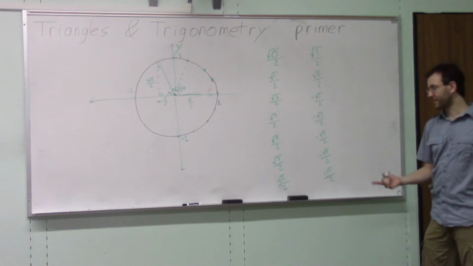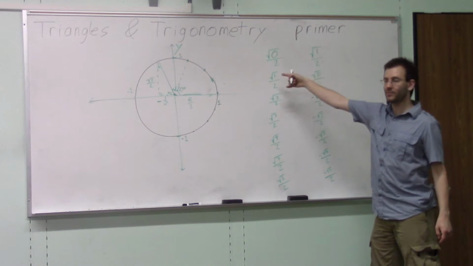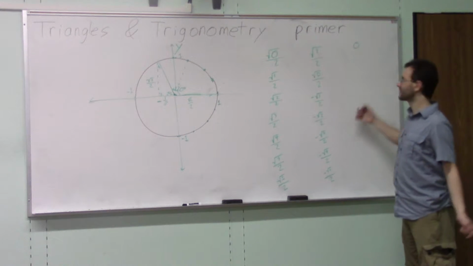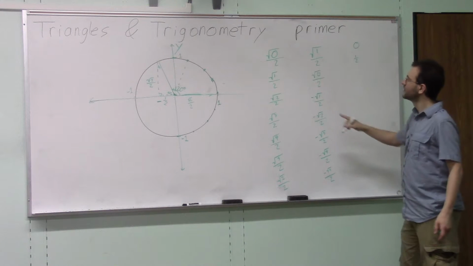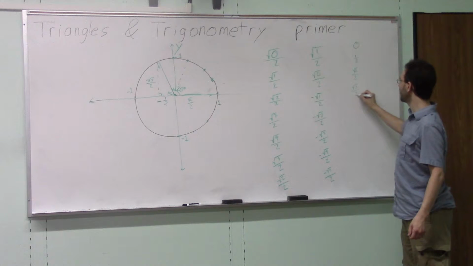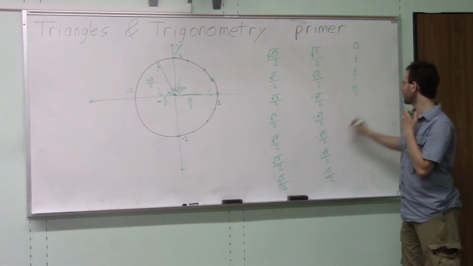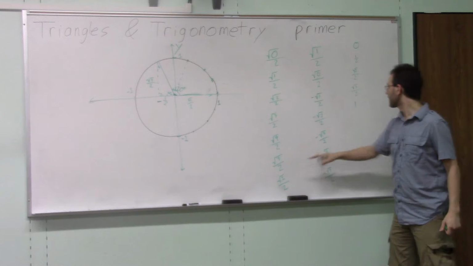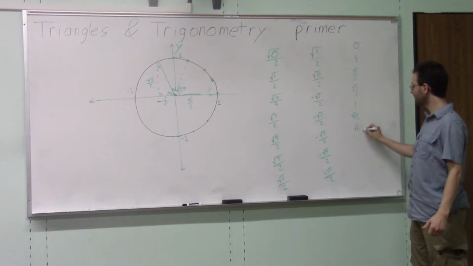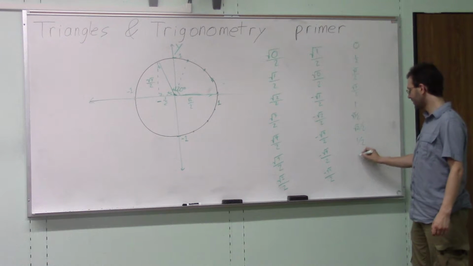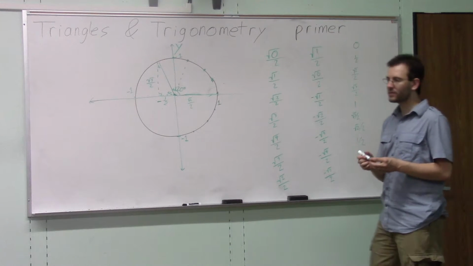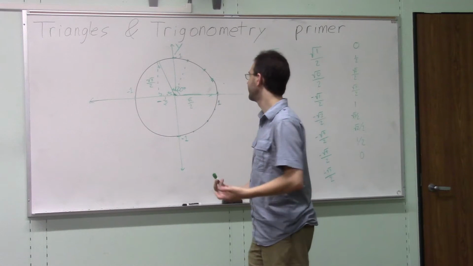Now I haven't written these in simplified form. Root 0 is of course 0, and 0 divided by 2 is 0. Root 1 over 2 is the same as regular 1 over 2. Root 2 over 2 can't be simplified. Root 3 over 2 can't be simplified. Root 4 is 2. 2 divided by 2 is 1. And then we come back down. Root 3 over 2, root 2 over 2, 1/2, 0, and then we head into the negatives and we come back up. It's this cycle, and the only difference is where we start.